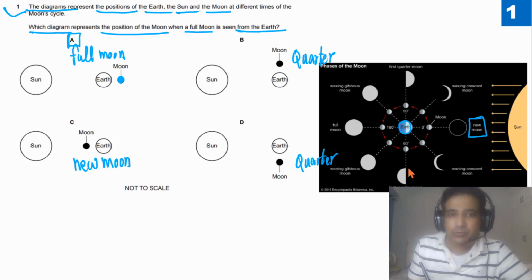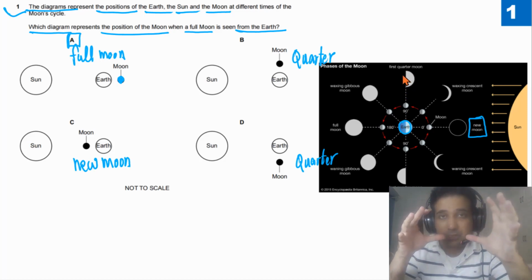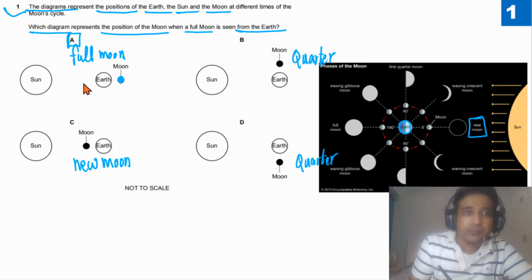And in this case we will also see 1/4. You need to understand that this diagram is very important. You need to understand phases of the moon, and this diagram is very important to remember the phases of the moon. I hope this one is clear to you. So the answer for this question has to be A.